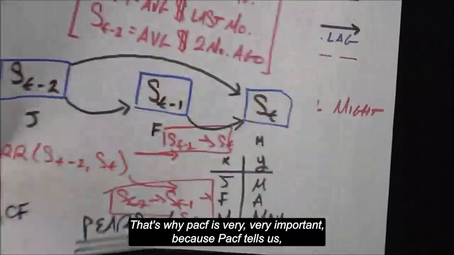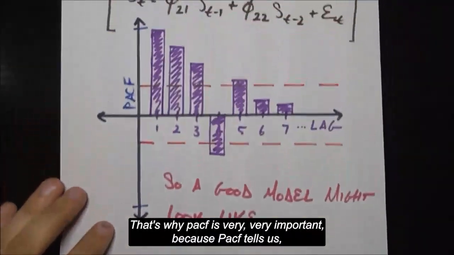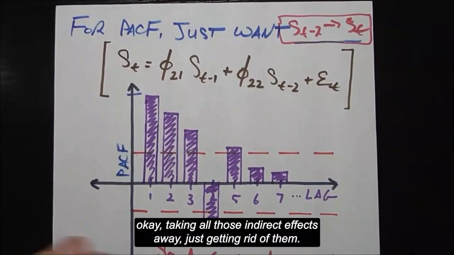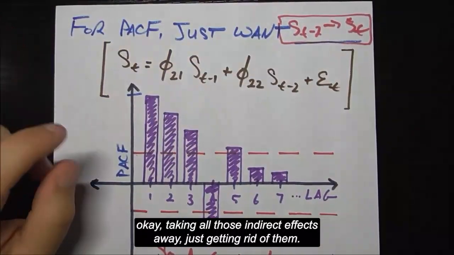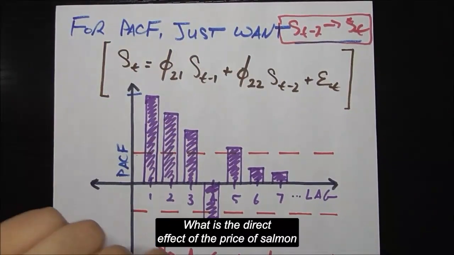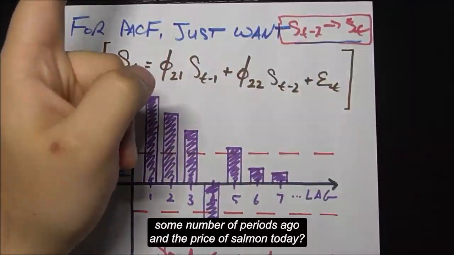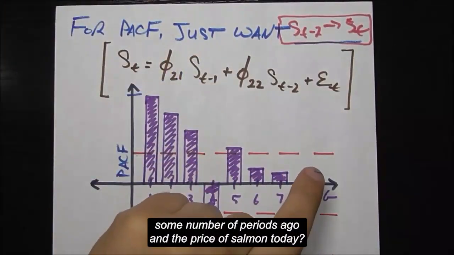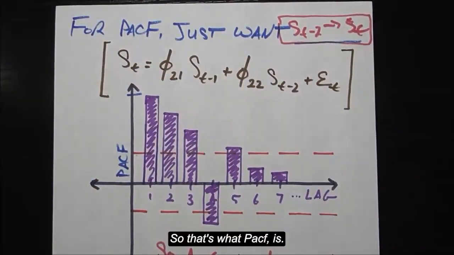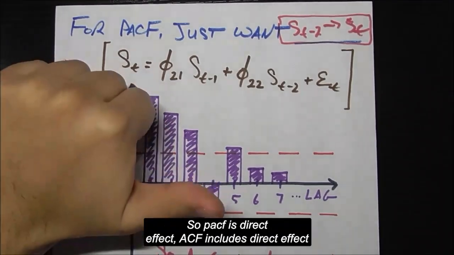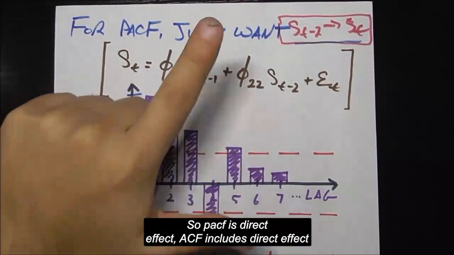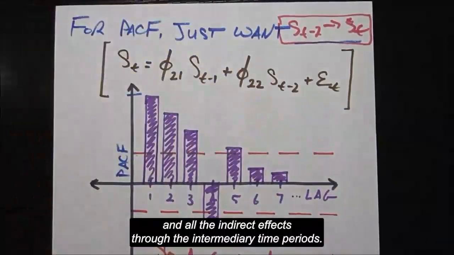That's why PACF is very, very important, because PACF tells us, okay, taking all those indirect effects away, just getting rid of them, what is the direct effect of the price of salmon some number of periods ago on the price of salmon today? So that's what PACF is. PACF is the direct effect, while ACF includes the direct effect and all the indirect effects through the intermediary time periods.